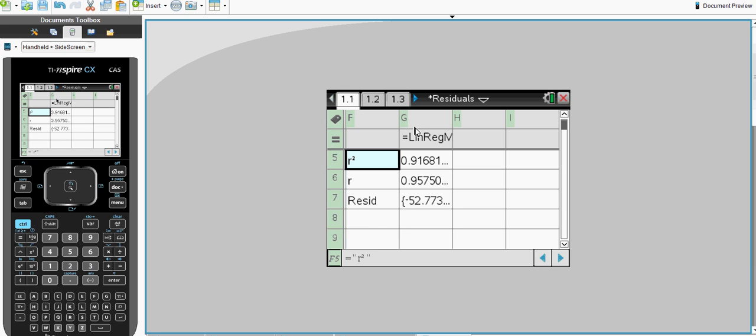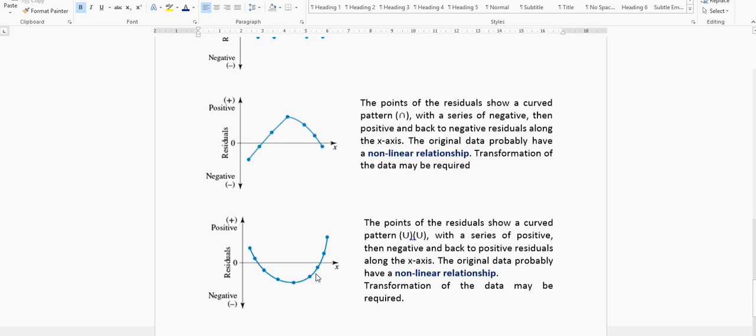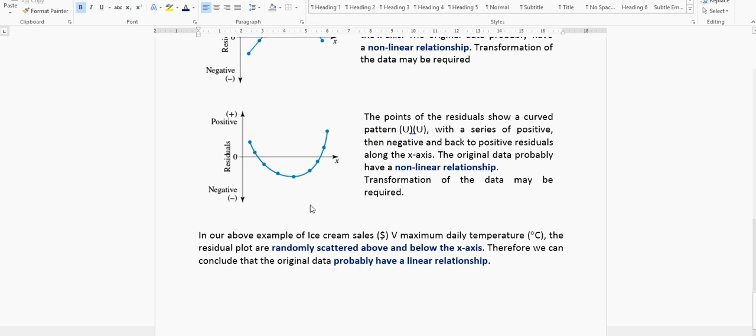Back to our original plot, we can see that our data with the ice creams and temperature goes from negative to positive to negative to positive. It's very much scattered randomly. So it fits this particular plot. And from this we can conclude that the original data probably have a linear relationship.